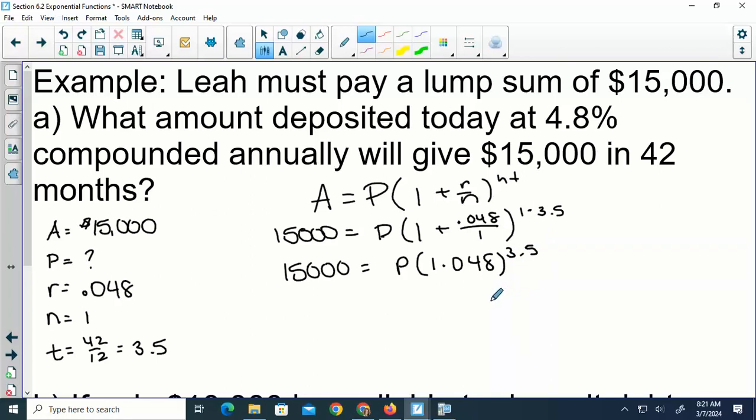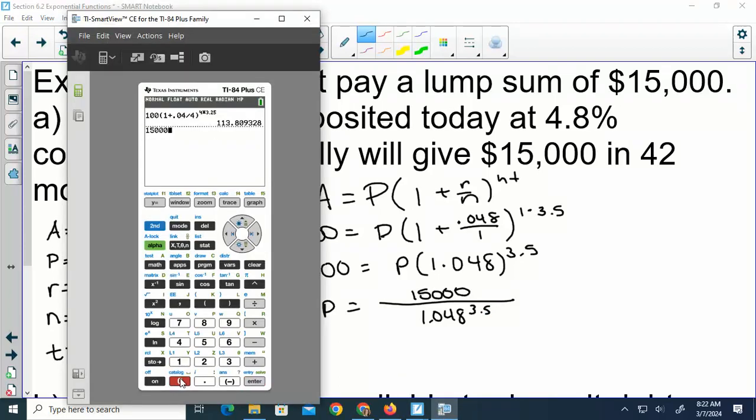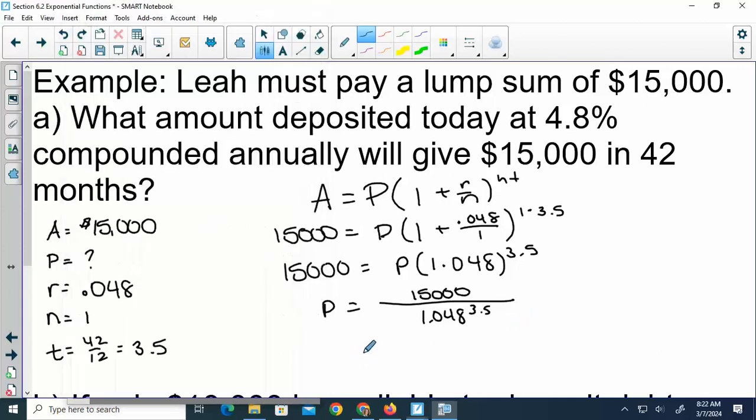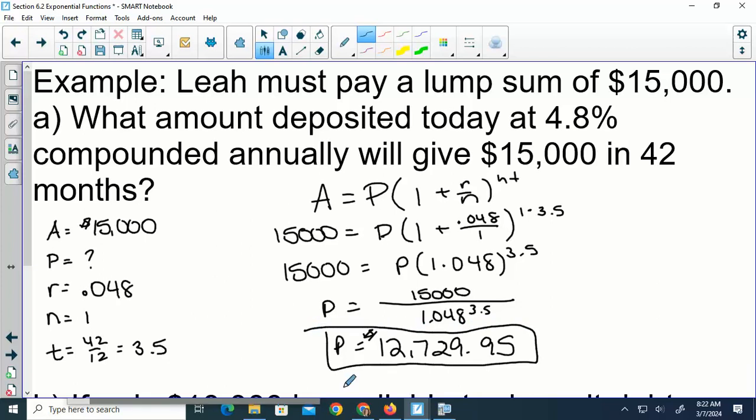So then how do we get P by itself? P times this, so we would divide. So we get $12,729.95.